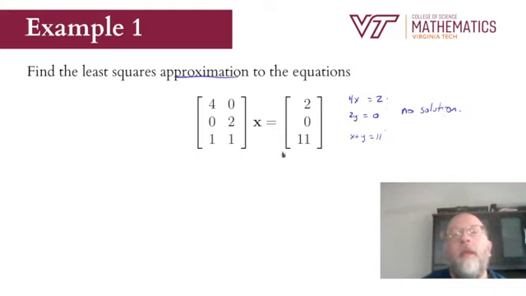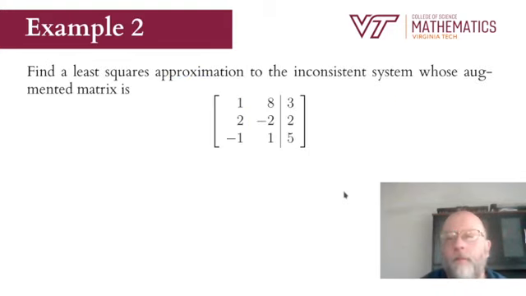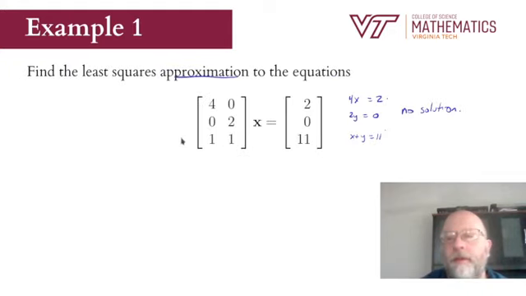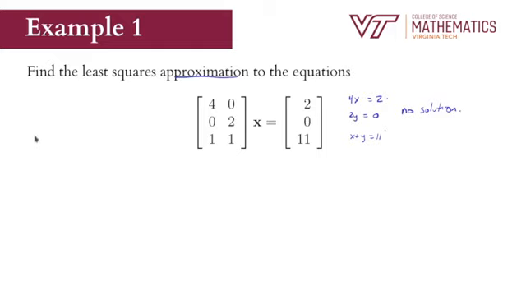But there will be an approximation to the solution, the best approximation we can get, so let's talk about how to do that. On the left side, we're going to multiply by A transpose. So we'll get the matrix 4, 0, 1, 0, 2, 1 times 4, 0, 0, 2, 1, 1.